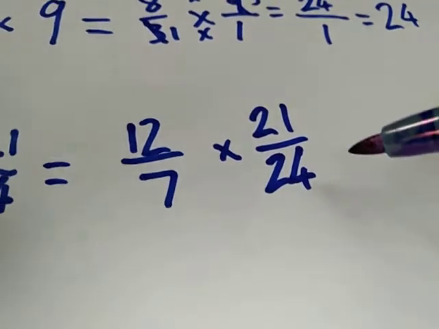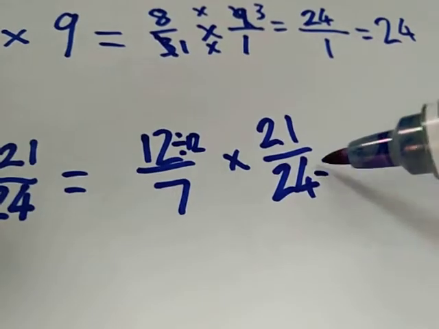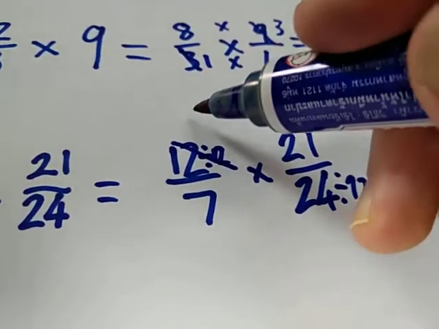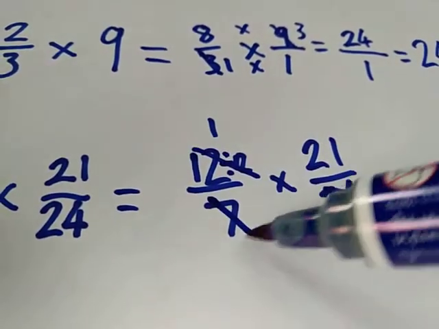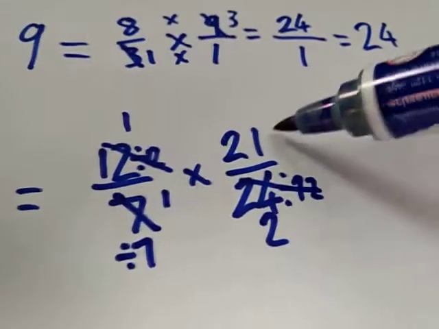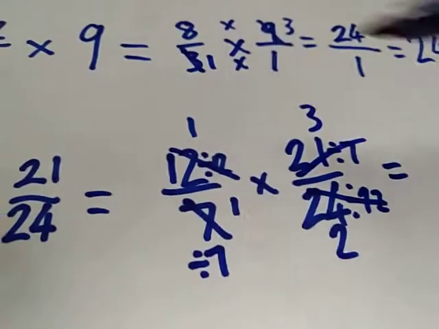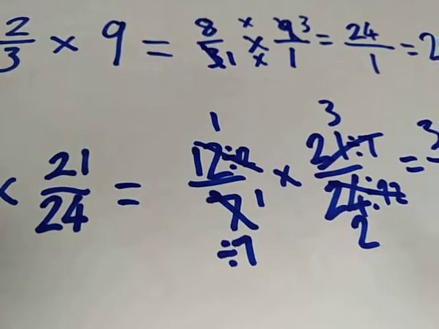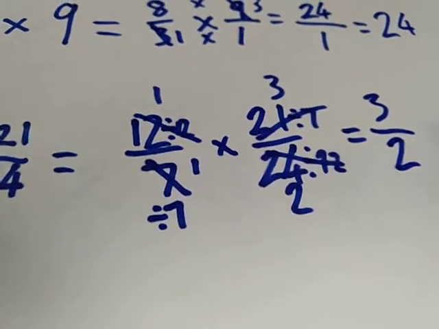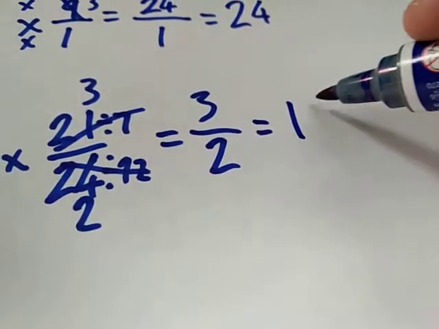Okay, can we cut 12 and 24? Well, yeah, we can divide by 12. Divide by 12 to give us 1 and 2. Then divide by 7 to get 1. Divide by 7 to get 3. Then we've got 1 times 3 is 3 over 1 times 2 is 2. 3 over 2. And let's change 3 over 2 back to a mixed number. So that becomes 1.5. Cool.